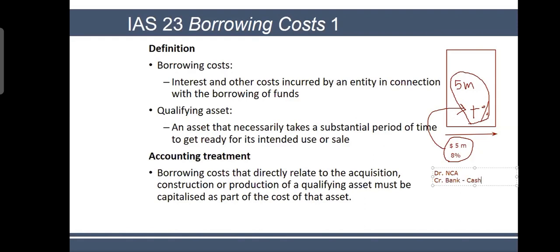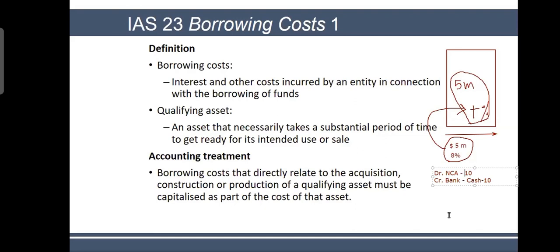So this is the concept. Usually when you pay interest, you say debit interest expense, and when you debit interest expense, $10, it goes to the income statement as interest expense. Here you will not call it interest expense. Here you will call it debit non-current asset. So when you debit non-current asset, whatever $10 you have paid is added to the cost of the asset. This is the concept of borrowing cost.